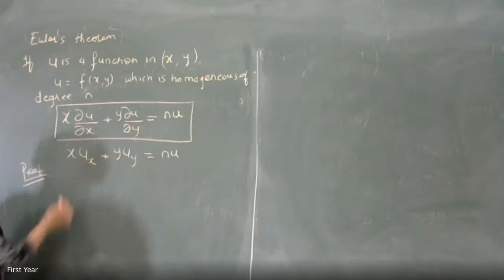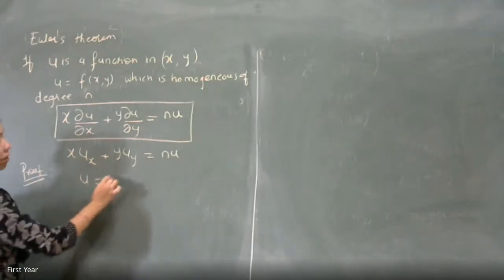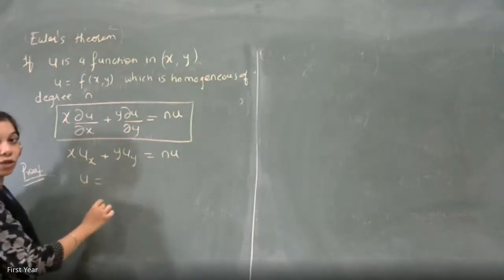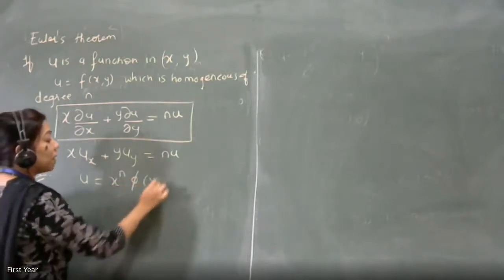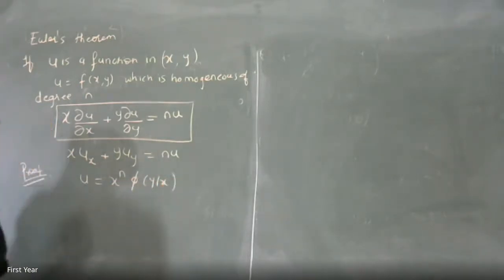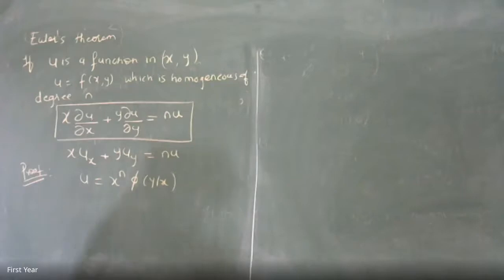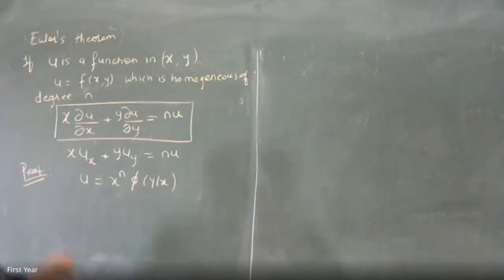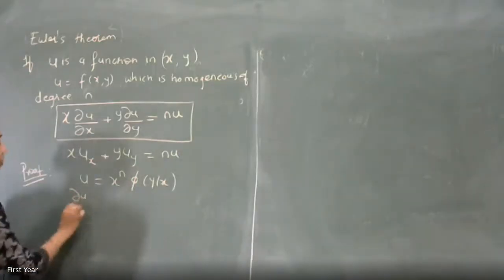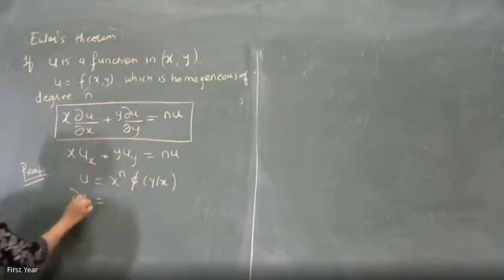It's quite easy. If u is homogeneous, then how do we write u? u is written as x raised to n into some function of y by x, correct? If u is homogeneous of degree n, then u can be written as x raised to n times some function of y by x, correct? Yes or no? Yes, ma'am. What will be del u by del x?